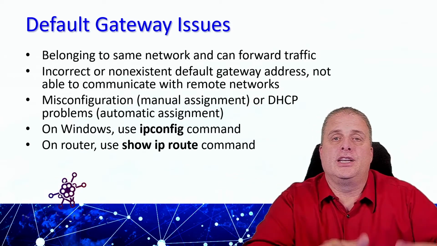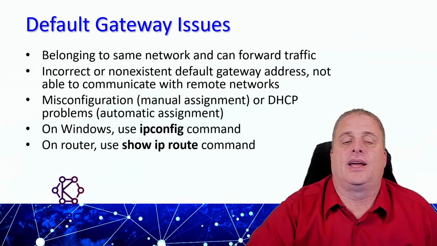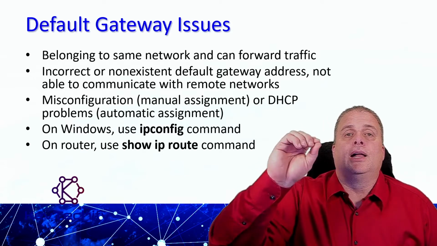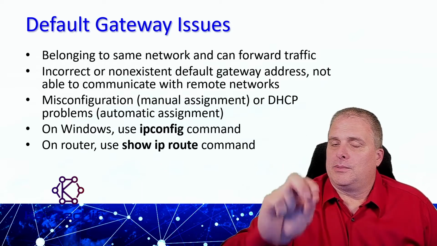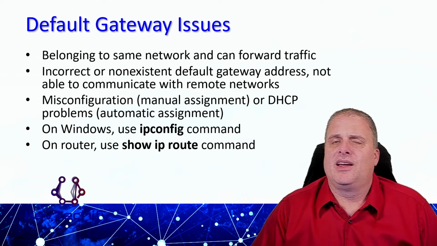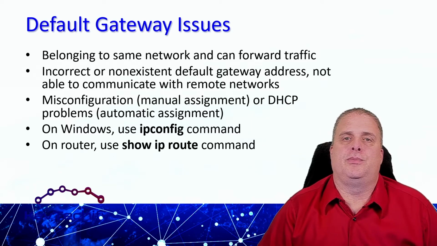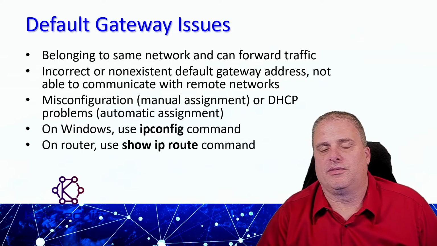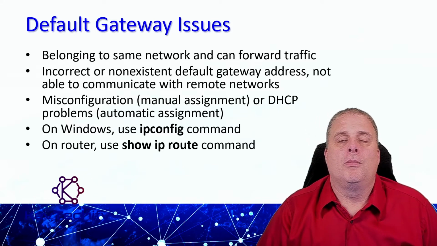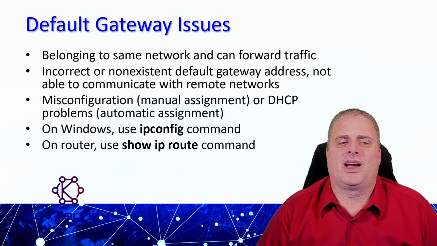You can't get to your default gateway. You can't get onto somebody else's network. You can't contact that remote network. And once again, most problems come in when you manually type that in, when you assign it. Very rarely do you get a default gateway problem from a DHCP server, unless you set that value wrong on the DHCP server. But that DHCP server, once you have it set right, is pretty rock solid.